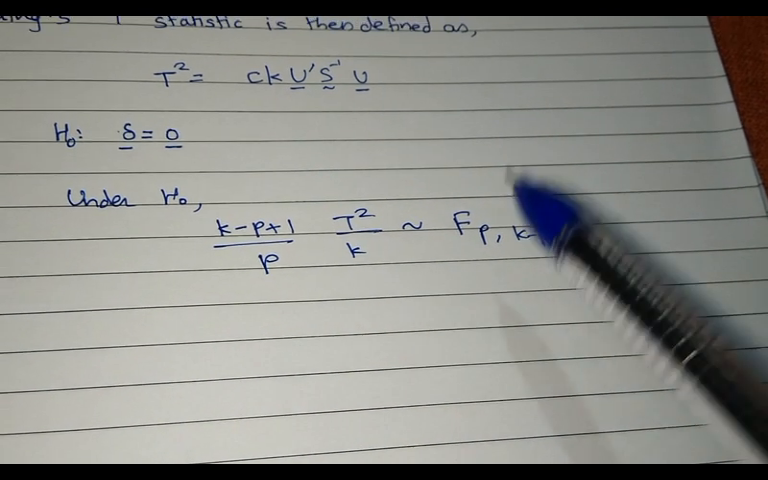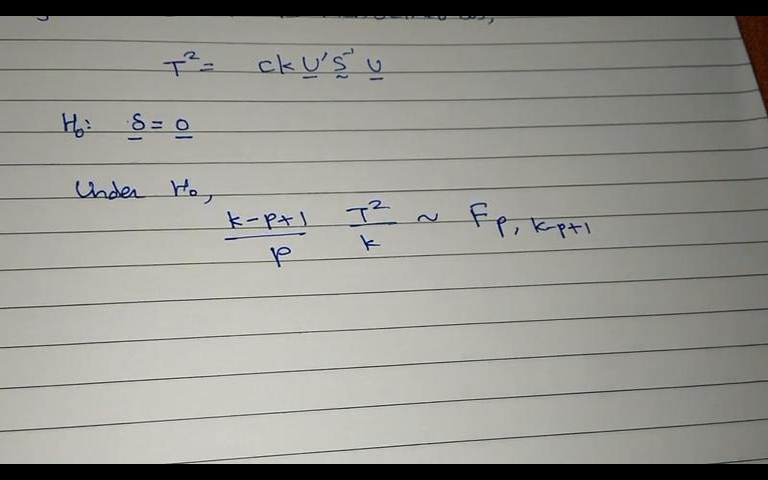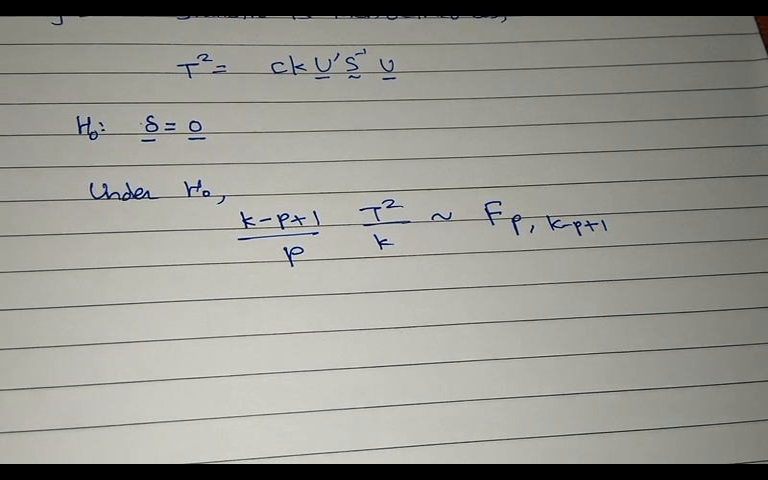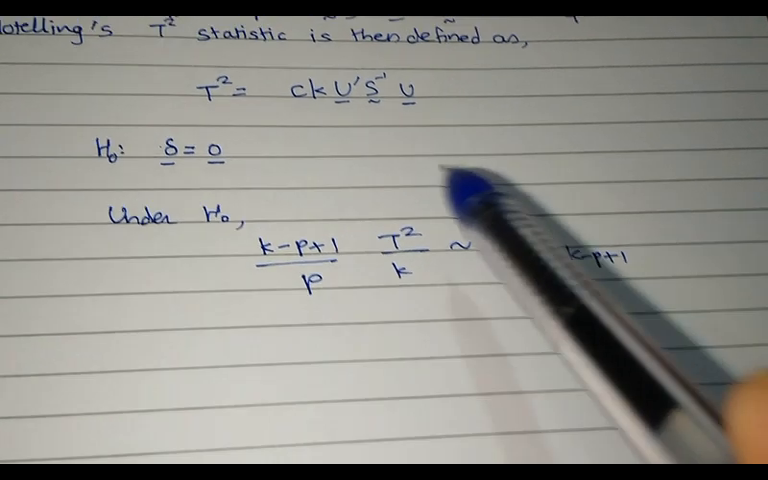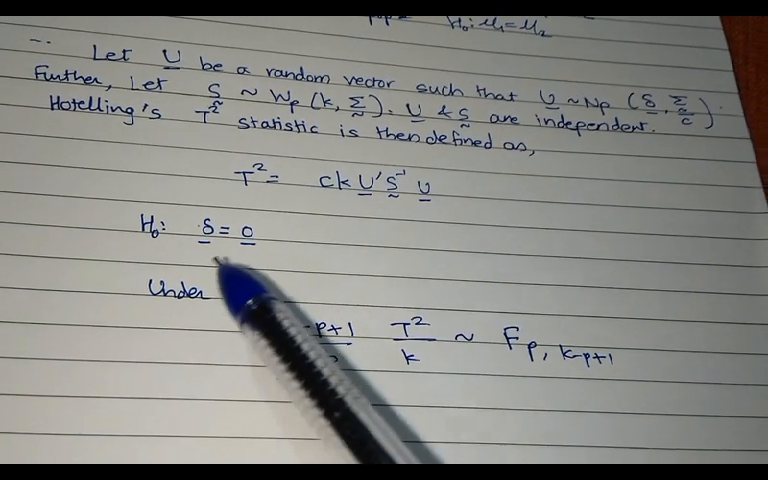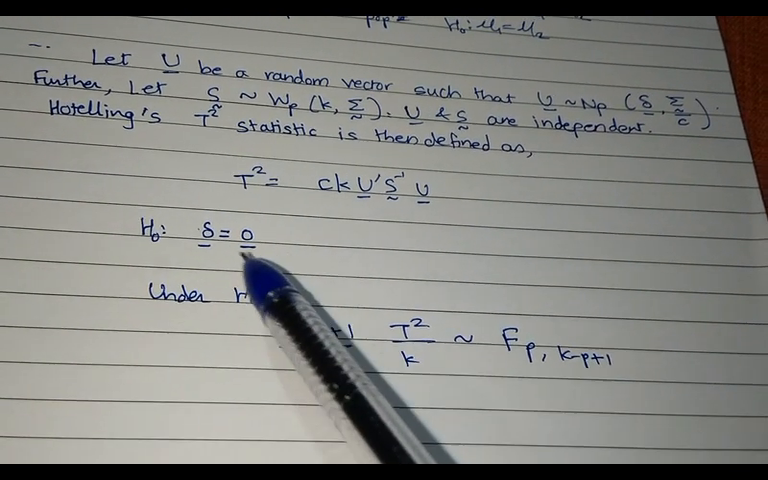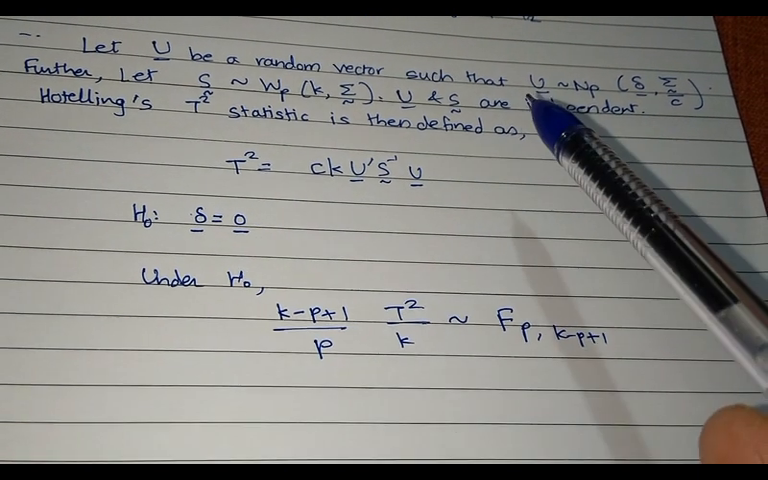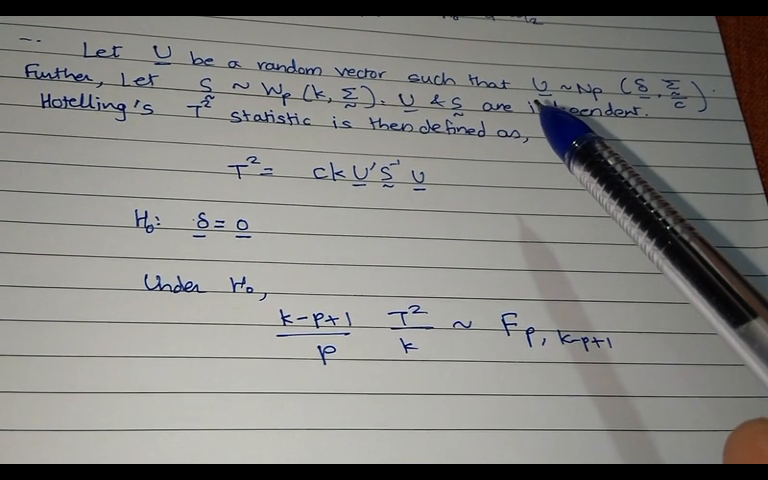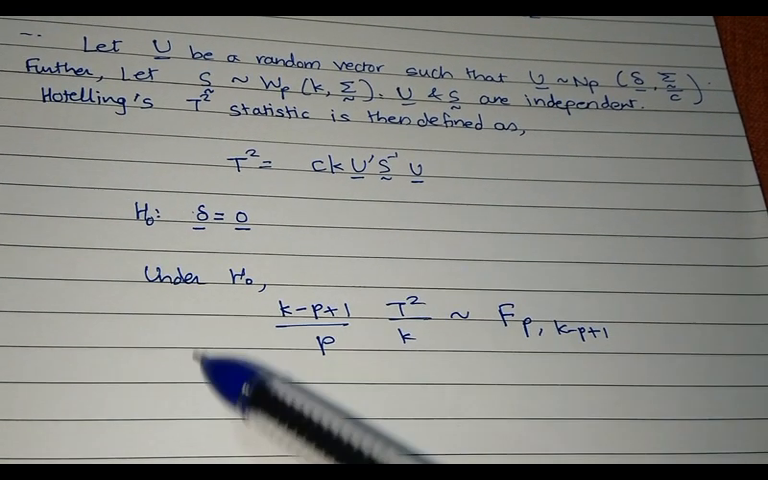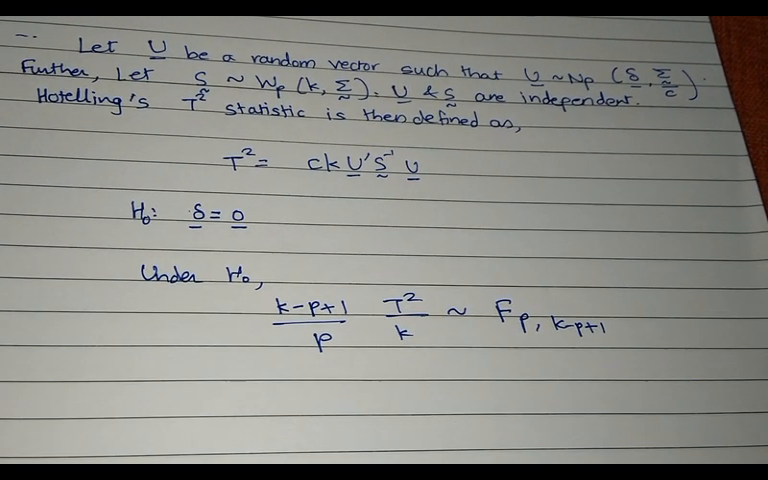So you are adjusting for the degrees of freedom. As I said, we won't go into the derivation of how this turns out to be F. We would directly use this result: if I am in a setup where my H naught can be fit into this form, delta equal to 0, where delta is the mean of some p-variate normal distribution, then I can use this setup to test my null hypothesis.